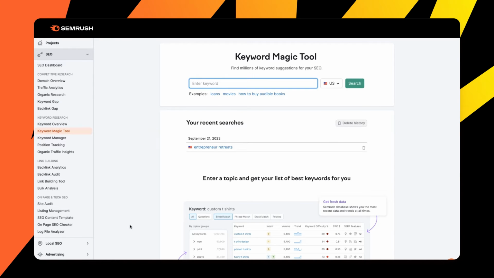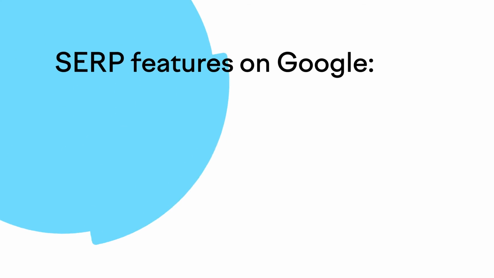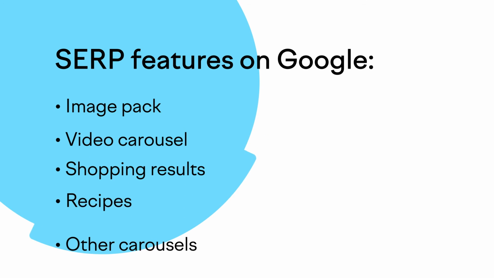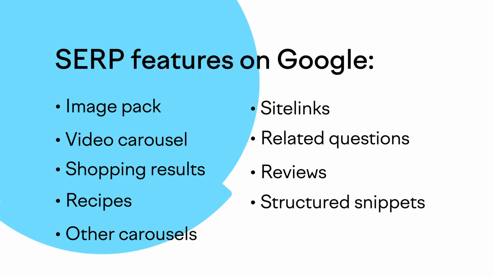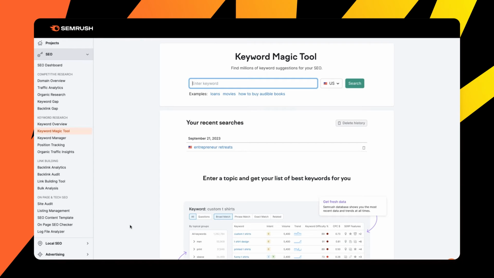So now let's dive into the spotlights on SERP, the showcases for media and merchandise, as well as the supportive enhancements. So we're talking about anything that appears on Google. We've got the image pack, the video carousel, shopping results, recipes, other carousels, site links, related questions, reviews, structured snippets. There are all kinds and all sorts. And a good way to think about it is to fundamentally jump into the keyword magic tool.